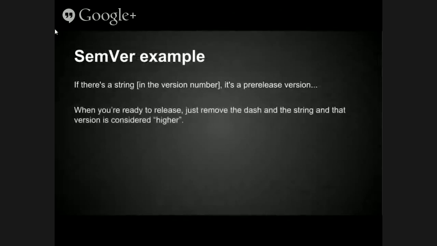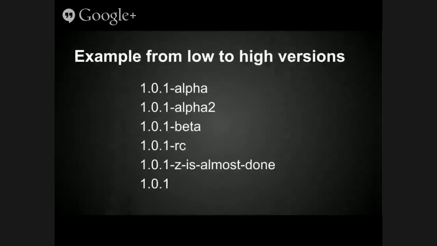Okay, so this is how SemVer works. If there's a string in the version number, it's pre-release. When you're ready to release, just remove the dash and the string, and that version is considered higher. Pre-release versions are given precedence in alphabetical order. That's an important thing to remember. So that's from low to high. You can abuse that all you like to do pre-release stuff.